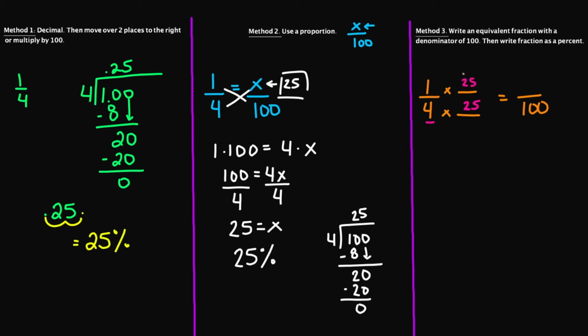So if I do 1 times 25, that's going to give me 25 here. And if I convert this into a percent, this is going to be 25%, because we're using this 25 here to give us the answer.